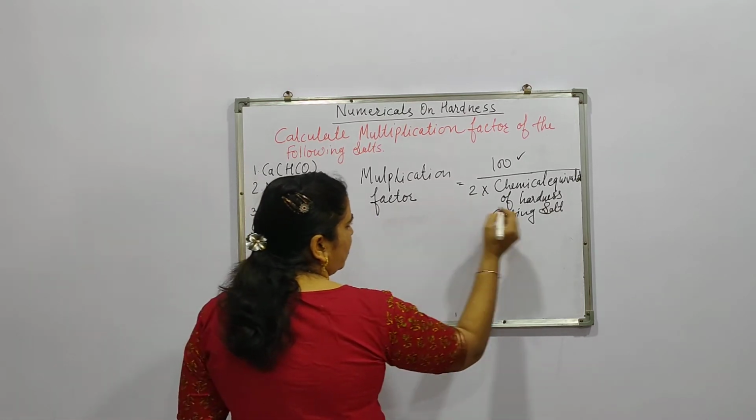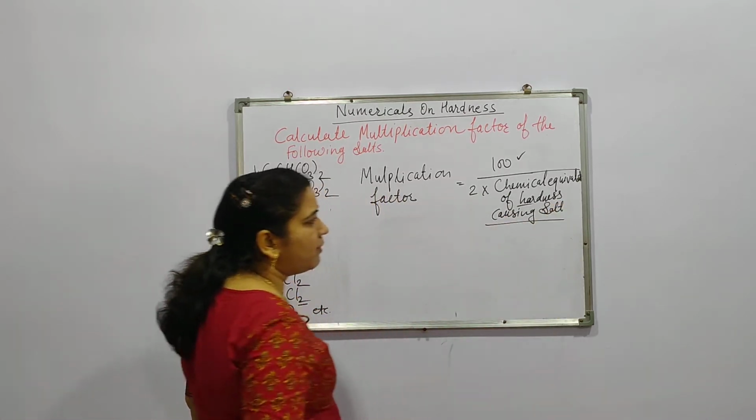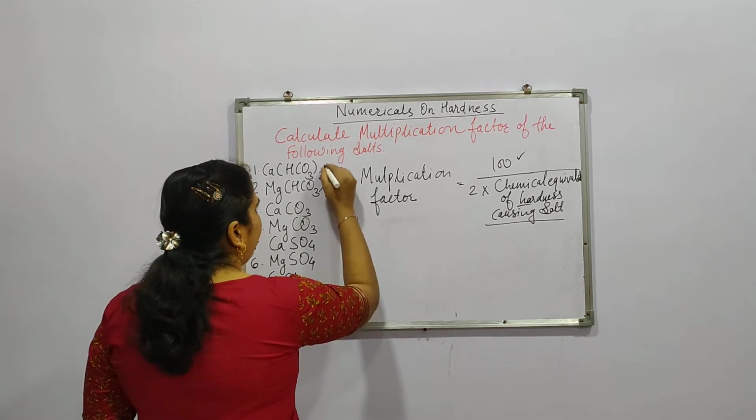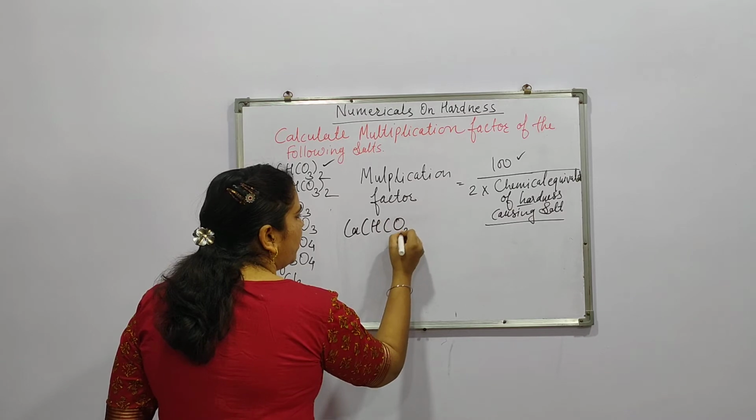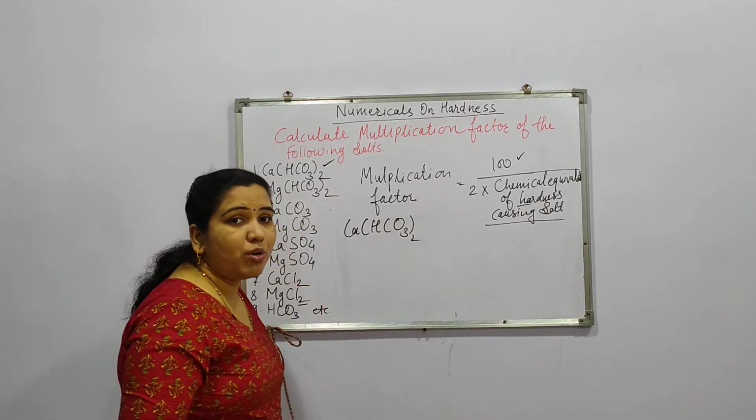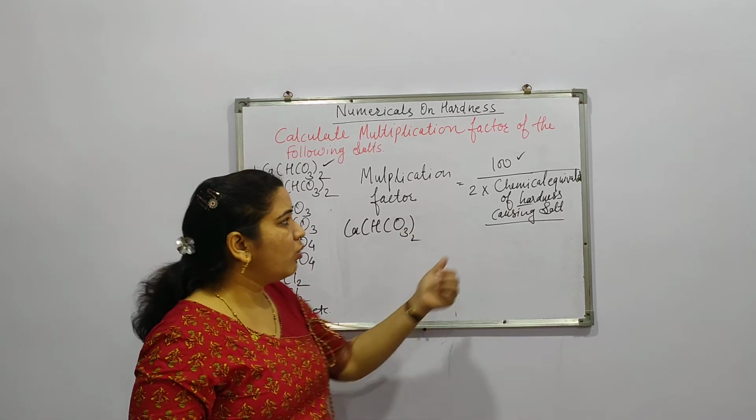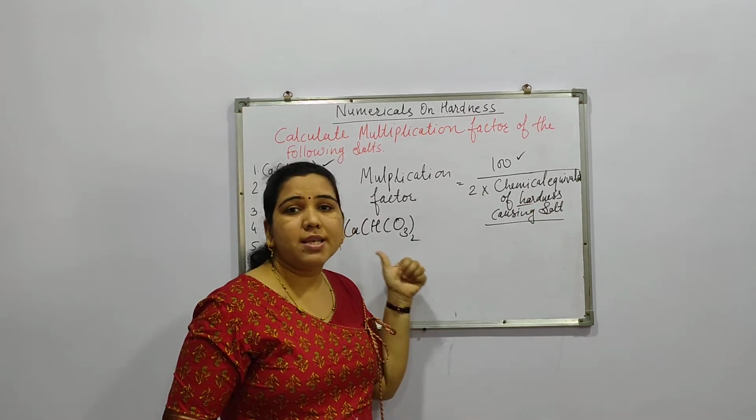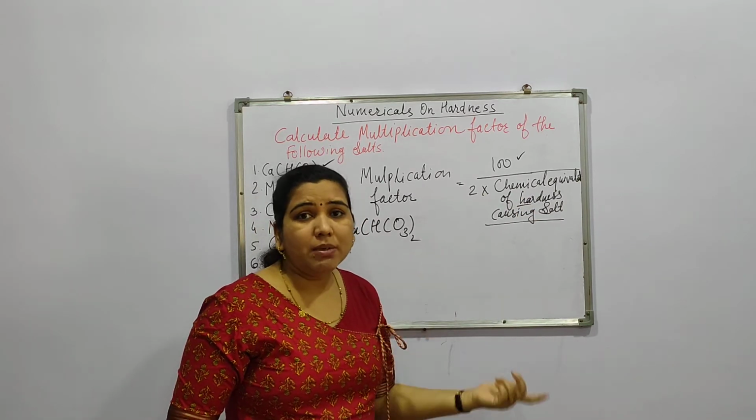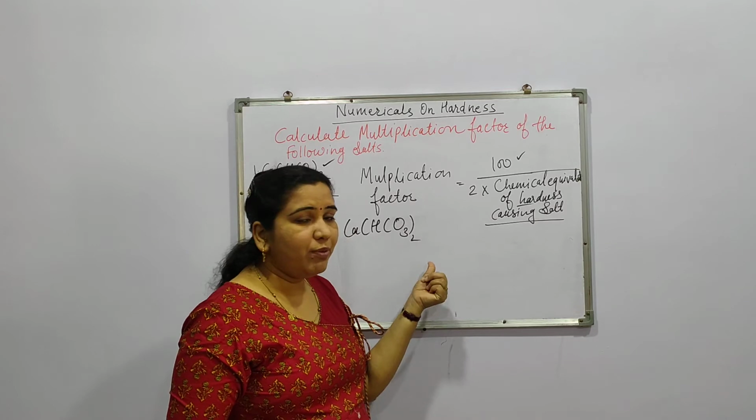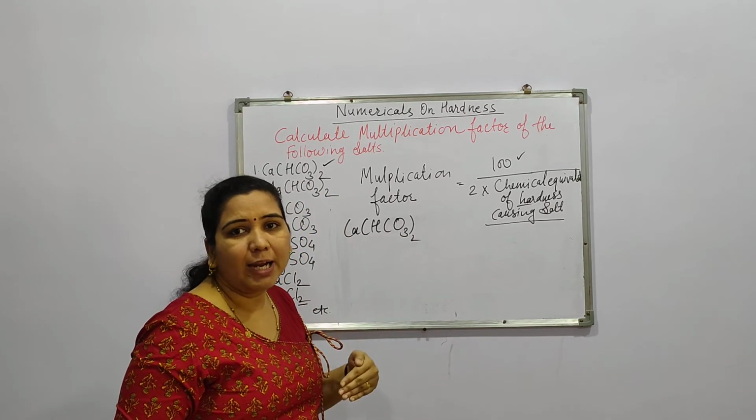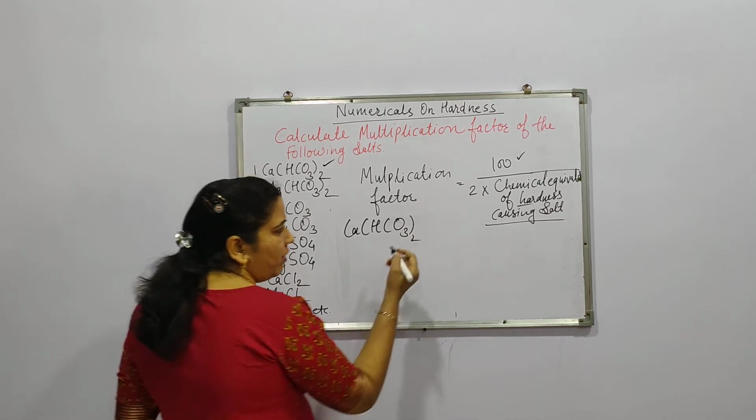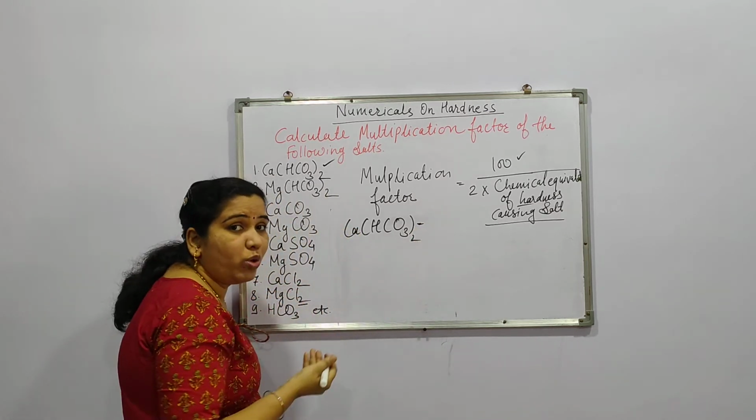So first of all we need the chemical equivalent of the hardness causing salt. If we consider the first hardness causing salt, Ca(HCO3)2, what do we have to calculate first? We have to calculate the chemical equivalent of Ca(HCO3)2. It is nothing but the equivalent weight. So before that we will need its molecular weight, and for molecular weight we need atomic weights. We know the atomic weights of different atoms, which we wrote just now.